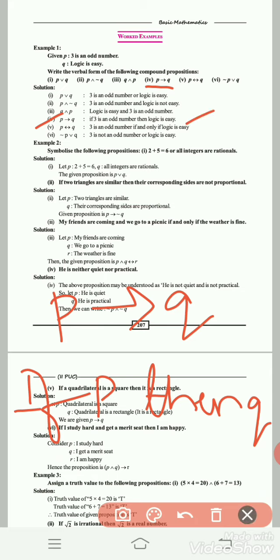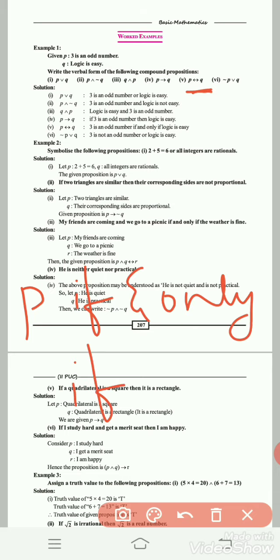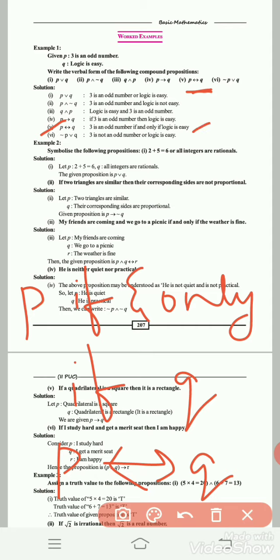Next, fifth one, P double implies Q. P double implies Q means what? P if and only if Q. P statement if and only if Q statement. This is called P double implies Q. See here, fifth one: 3 is an odd number if and only if logic is easy.